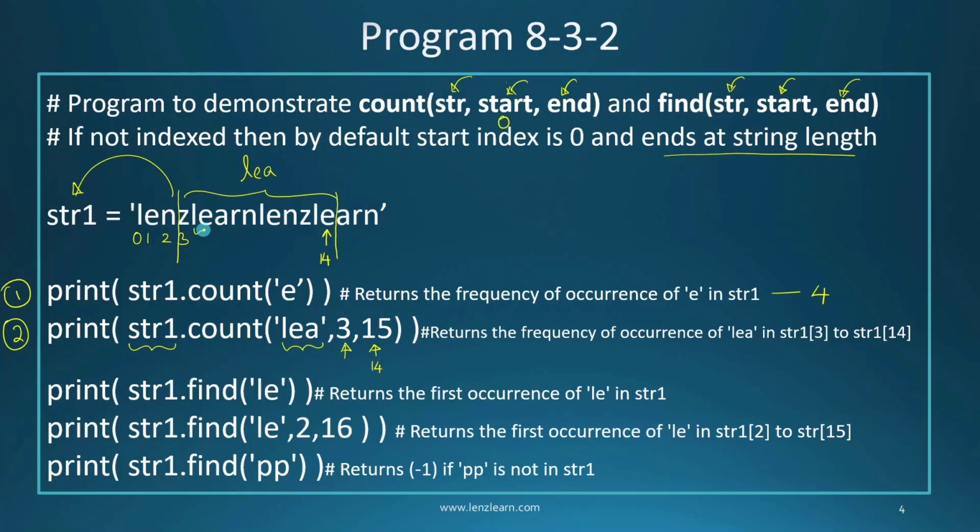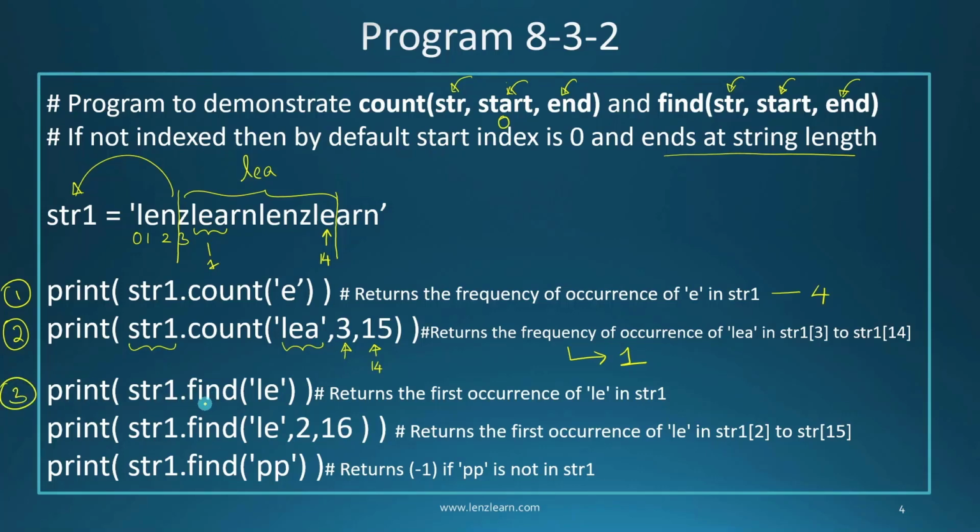You can see LEA come here one time. It keeps on searching. This is LEN, and we have another LEA, but A is outside of the range, so that will not be counted. So the output of this print statement is going to be 1, because it can find only one LEA between the 3rd and 14th index of the string stored in str1. So now I will go to the next print statement.